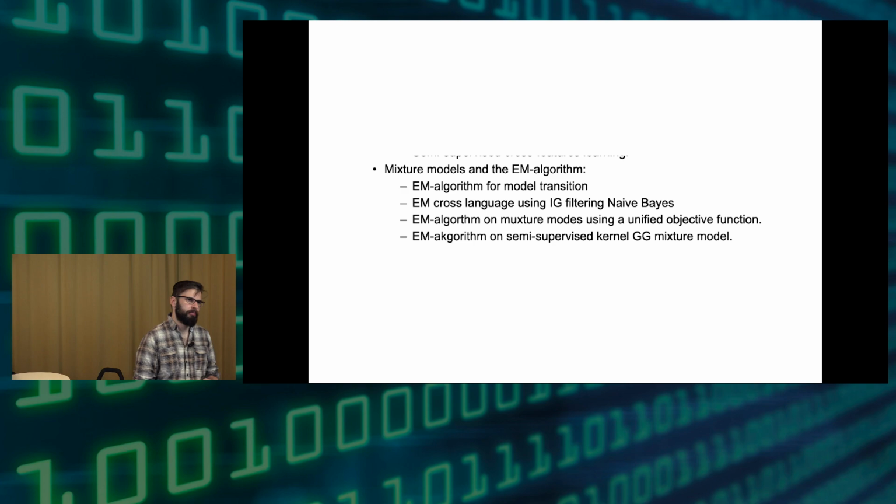And then we have mixture models, and there are also supervised mixture models, but in semi-supervised ones you have to include both labeled and unlabeled instances, and this makes it very difficult to optimize. So most often you use the EM algorithm for that. We have some models here: EM algorithm for cross-language model transition using IG filtering and naive Bayes classifiers, mixture models using unified objective functions, and semi-supervised kernel Gaussian mixture models.